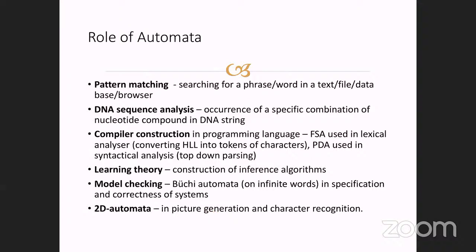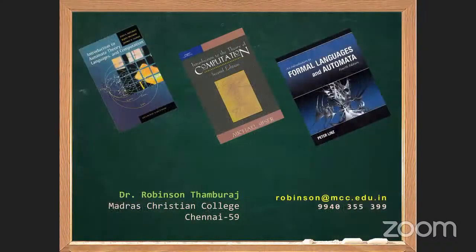So these are some of the variants of machines that can be used in the study of other areas of automata theory. There are many books available, but these are the 3 books which I had referred.